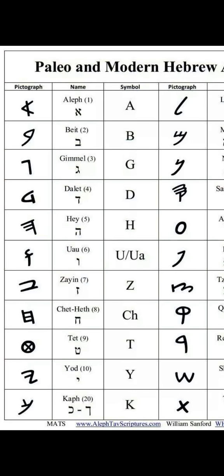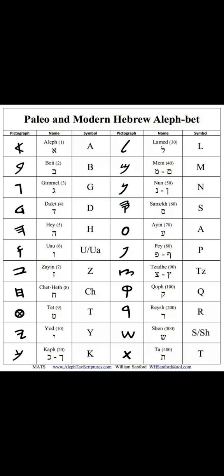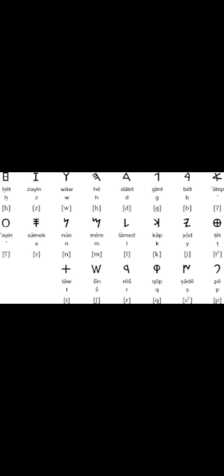Here's this Aleph again, the pictograph. Then we see the name Aleph with the modern script Aleph right there. We got the symbol, the English symbol. The equivalent in English would be an A. And what else do we got? Let's keep getting more information on this Aleph.